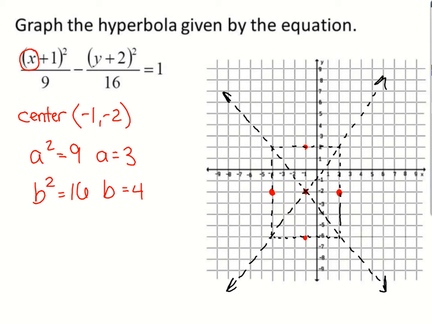Then we're going to start at our vertices. Remember, the x value came first, so it's going to be the ones that open horizontally, so it's going to go towards the asymptotes but never touch them, and towards the asymptotes but never touch them.